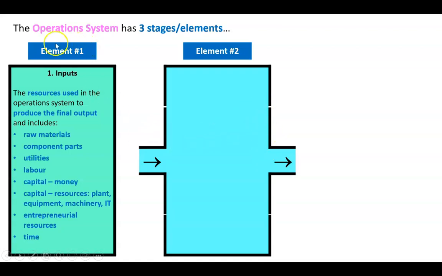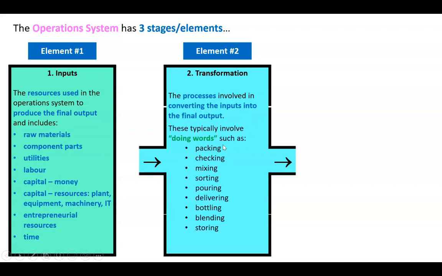The second element is all these inputs go into a kind of metaphorical factory, which we call element two, and we call that transformation. And that's the process involved in converting all these inputs into the final output. What happens here will be different for every business, but we'll see words like packing, checking, mixing, sorting, pouring, delivering, etc. This is where the work actually gets done, of turning these inputs into some sort of final product.